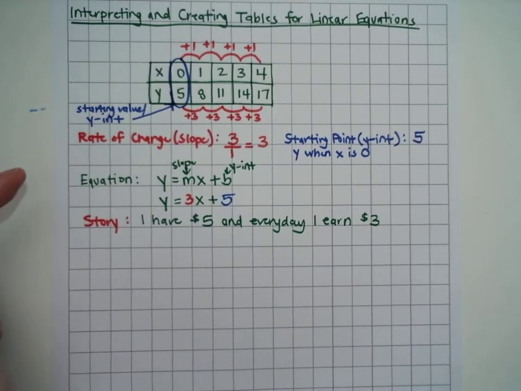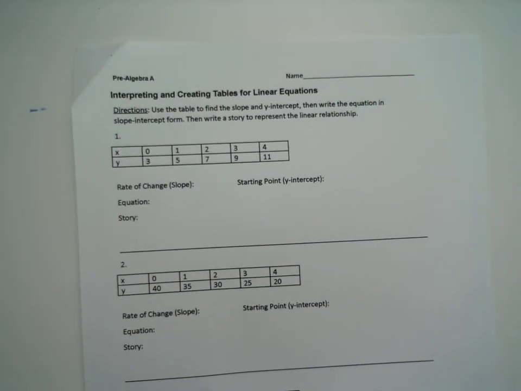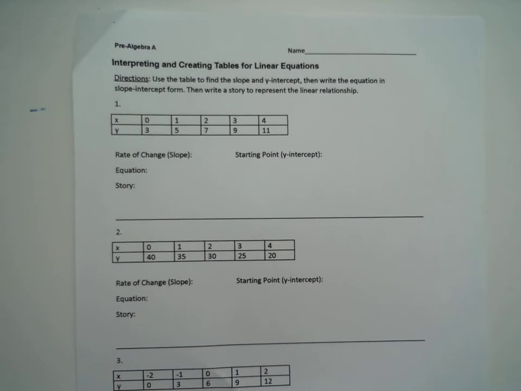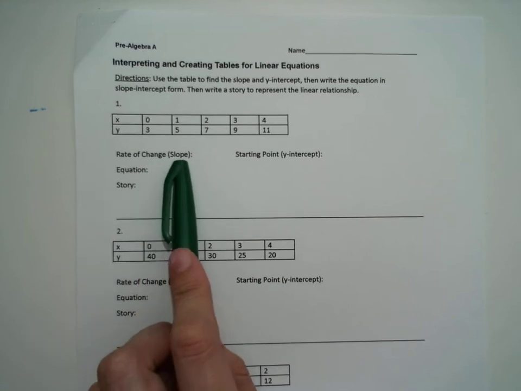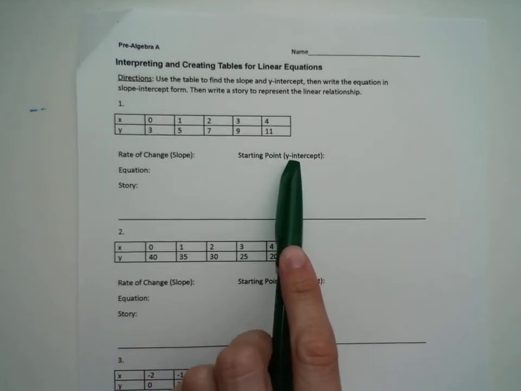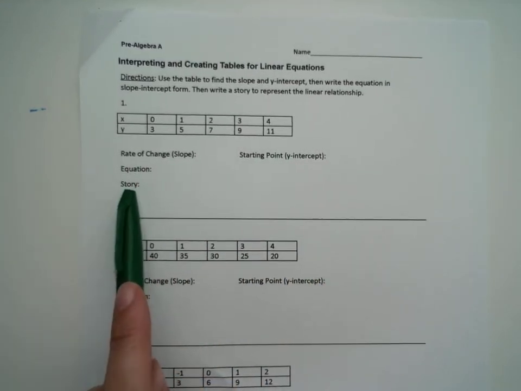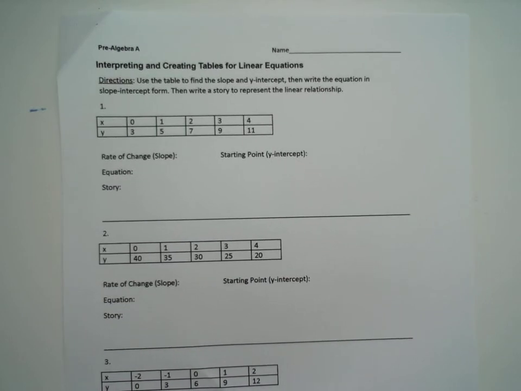So we are applying what we know about linear functions to real life situations. And that's exactly what you're going to do on your assignment today, interpreting and creating tables for linear equations. So we're going to find the rate of change, which is the slope, the starting point, which is the y-intercept, write an equation, and write a story.